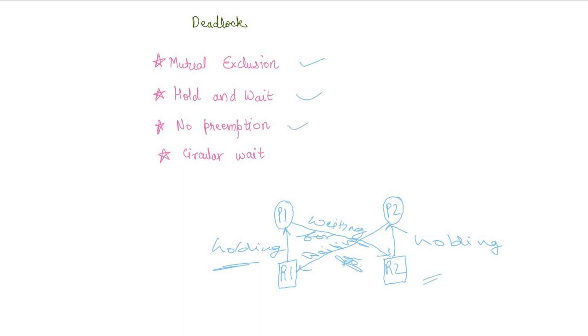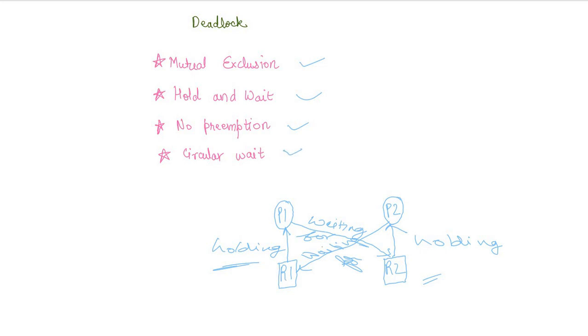Then no preemption. Now this preemption is not similar to the preemption we studied for processes. This preemption is about resources. So this should basically be no resource preemption. What is no resource preemption? Basically, once the OS has assigned a resource to a process, it cannot take it back. So that is no resource preemption.